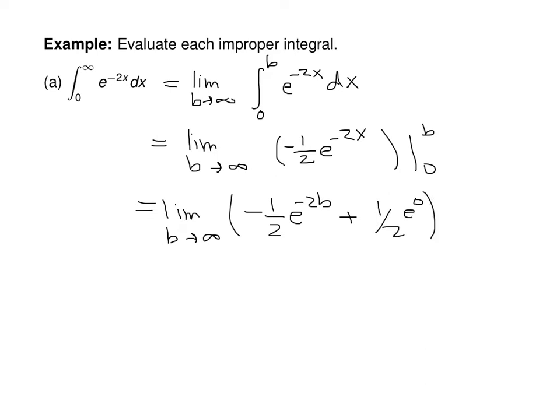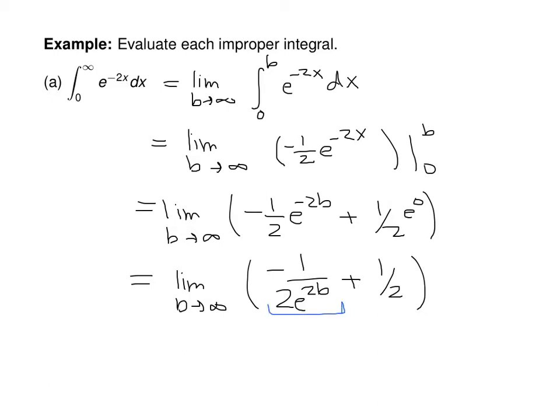e to the 0 is 1. And this becomes the limit as b goes to infinity of -1 over 2 e to the 2b plus 1/2. And as b goes to infinity, this part goes to 0. So we have 0 plus 1/2, which is 1/2.